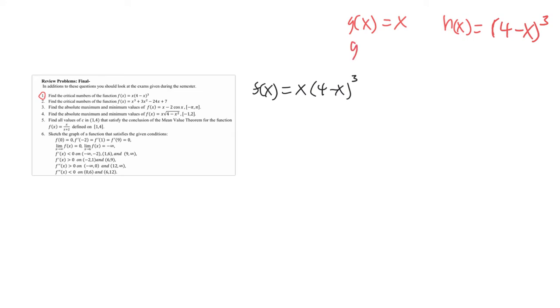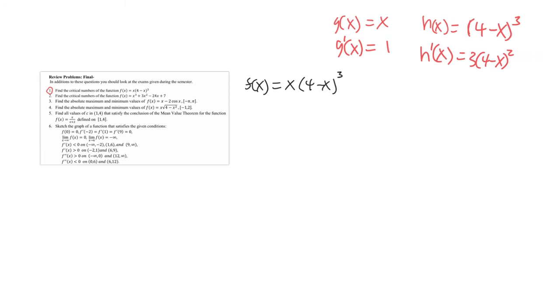And what I'm going to do is I'm going to find the derivative of each of these separately. So g prime of x is going to be 1, and h prime of x is going to be 3 times (4 minus x) squared, and that's going to be multiplied by the derivative of what's inside the parentheses, which would be negative 1 in that case. So if we were to rewrite that, it would be negative 3 times (4 minus x) squared. So at that point, we could then begin the process of finding the derivative of the original function.